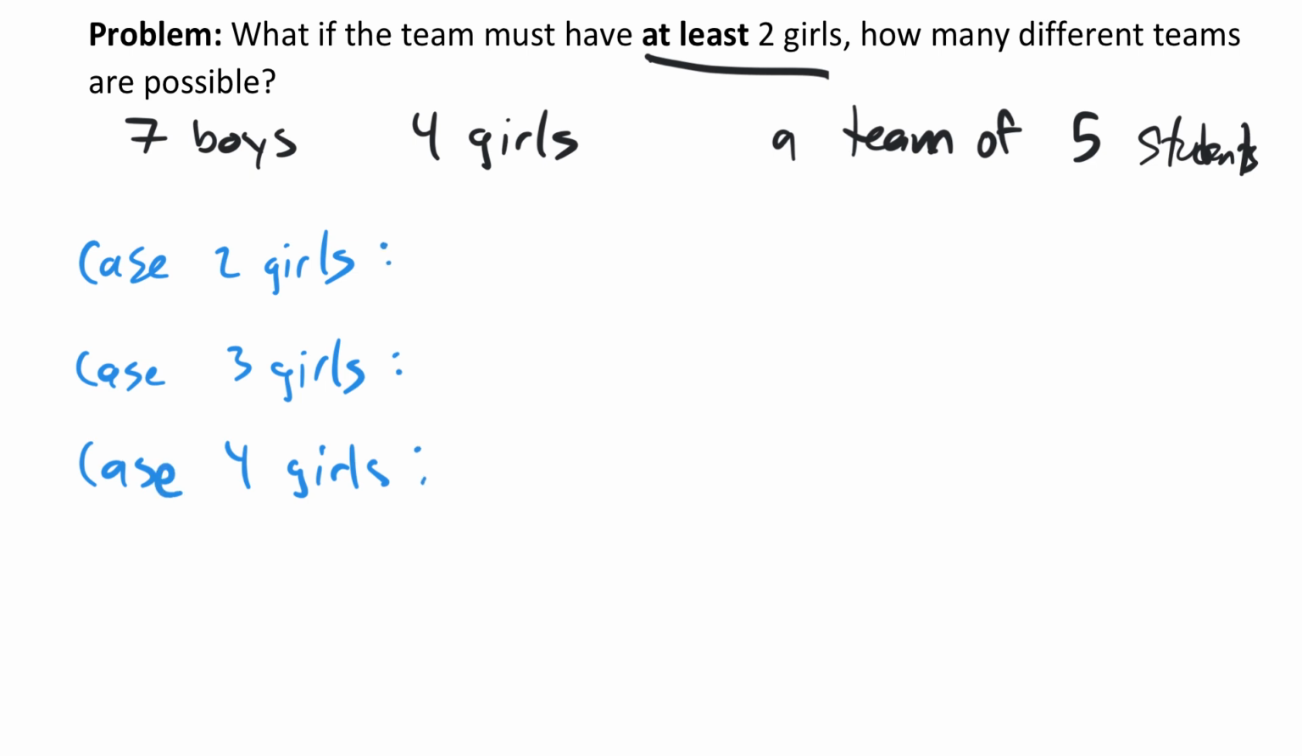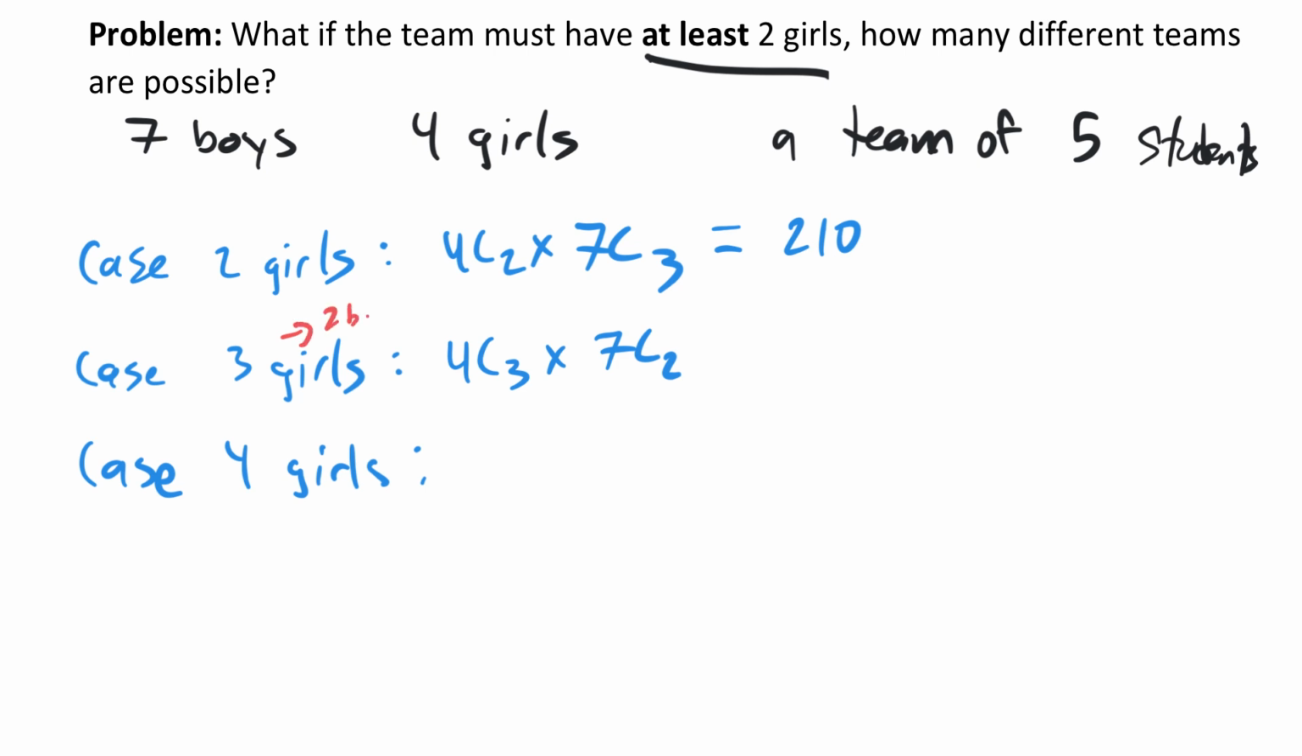All right, let's do each one of these cases. So for 2 girls, 4C2 times 7C3. So that's going to give you 210 different teams, just the same as we had on the last example. Now let's say you had 3 girls. Well, here you'd have 4C3 times 7C2. Because if you're having 3 girls, then that means you only have 2 boys for the total of 5 members. And so this has to change from a 3 to a 2. Let's even write down here for 4 girls, that means you're going to have 1 boy, just so we know.